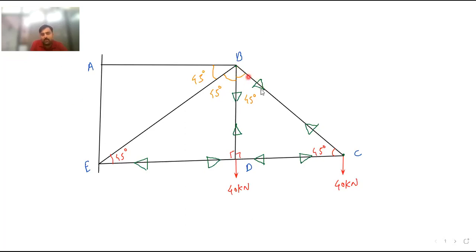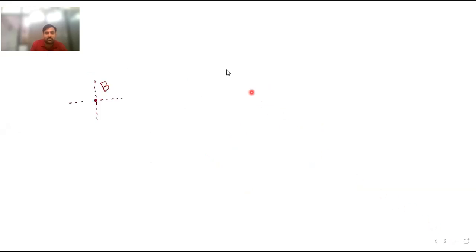now this is the member BC, see this arrow. Near B, which arrow is this? Is it tensile or compressive? Tensile. So BC is tensile. What is the value of BC? We calculated it, no? How much came as the force in member BC? 56.56.